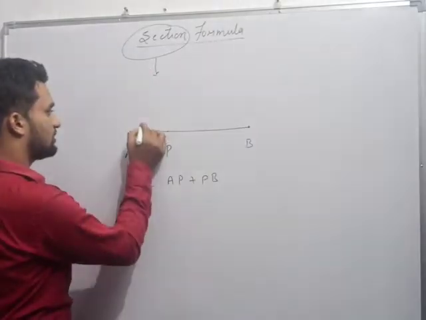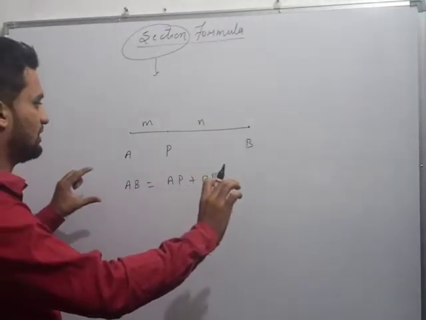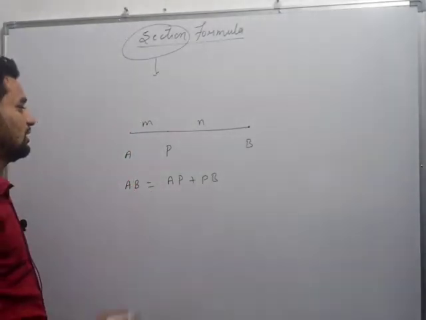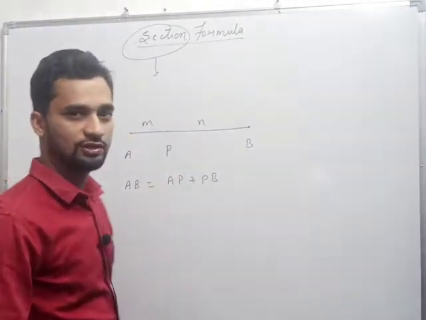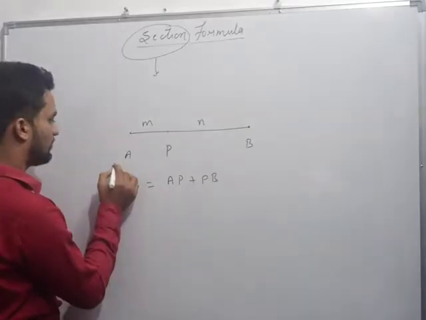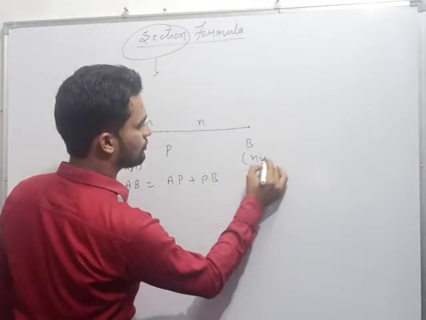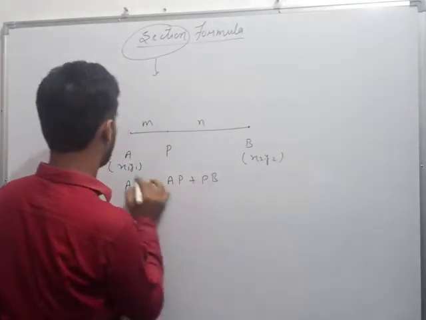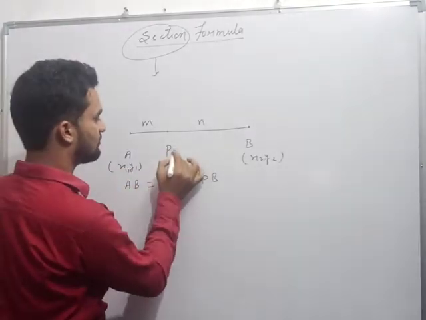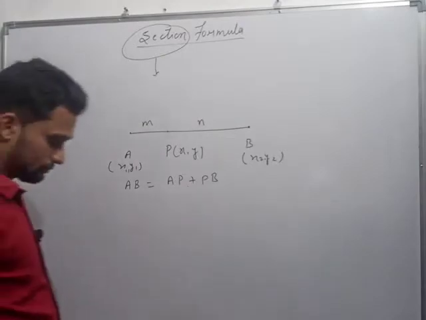So let this be m and this be n. It means point P divides line segment AB in the ratio m:n. And as you know, you are studying coordinate geometry, so each and every point must have its own coordinates. For example, A is (x1, y1), and B is (x2, y2), and P is, suppose, (x, y).